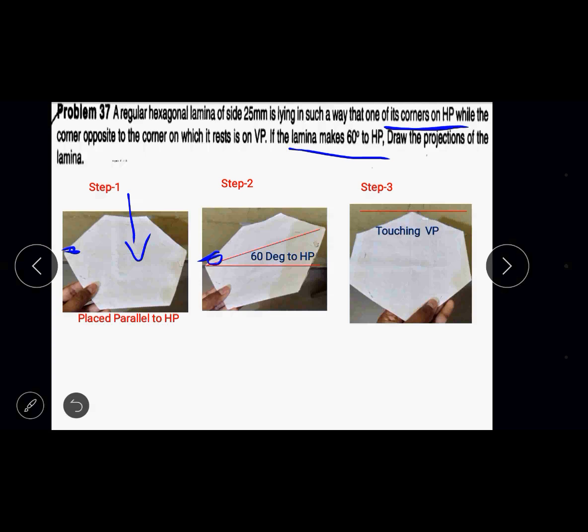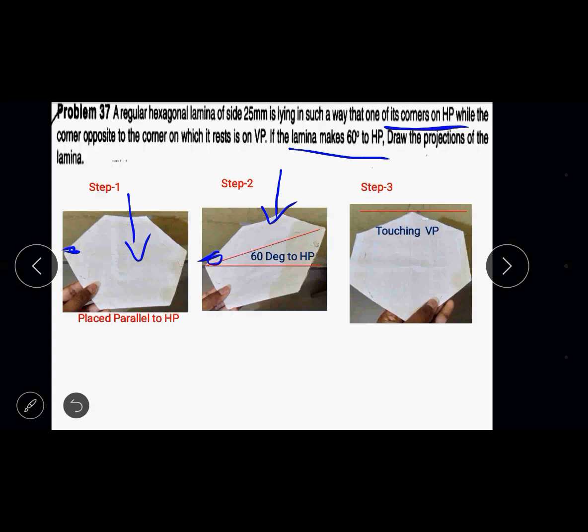So in step 2, the lamina is not parallel to HP. It is inclined to HP at an angle of 60 degrees. Now if you cut the lamina, it will give you a shape, but it will not be a regular shape. It will be an irregular shape. The hexagon will be an irregular shape.